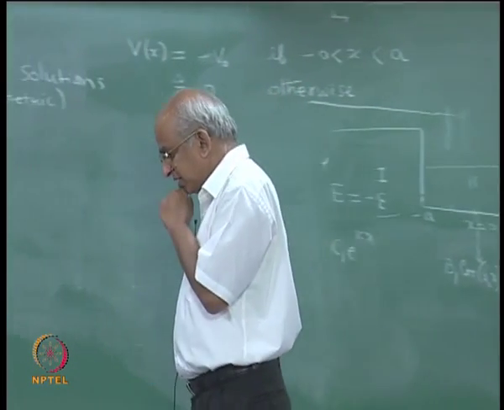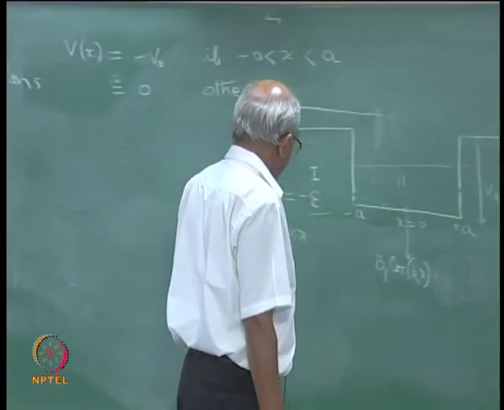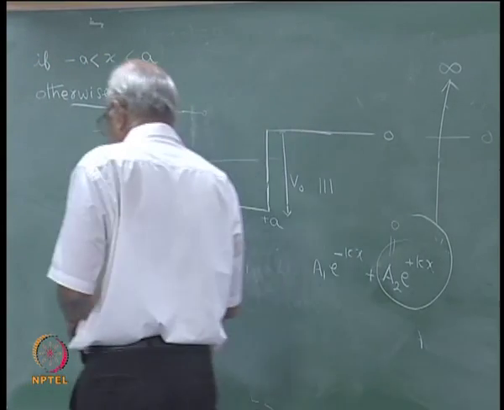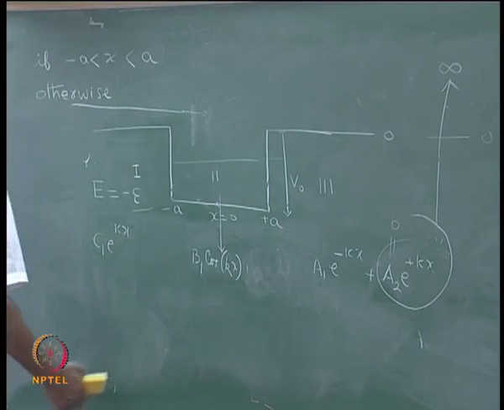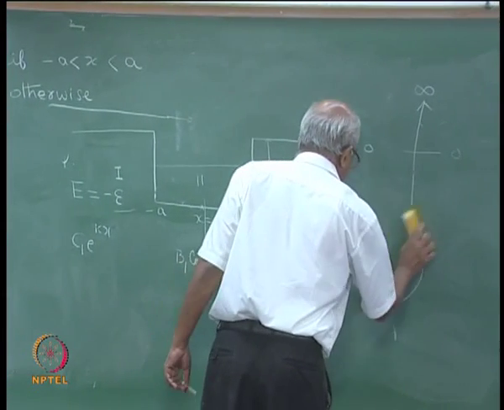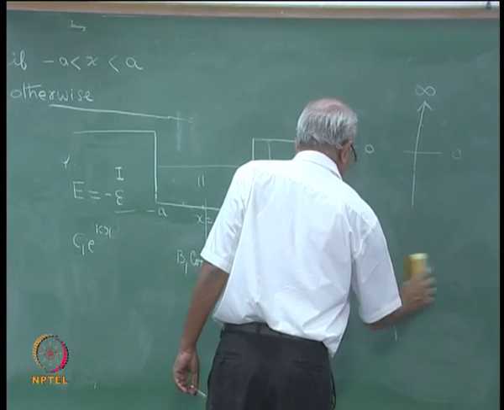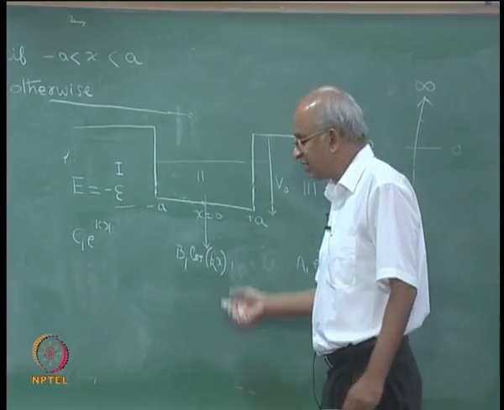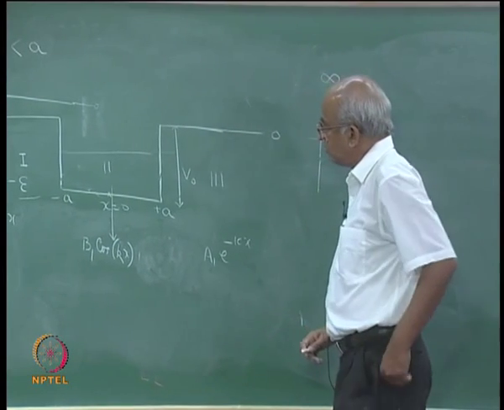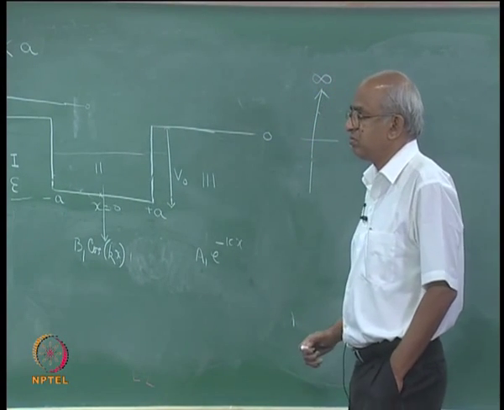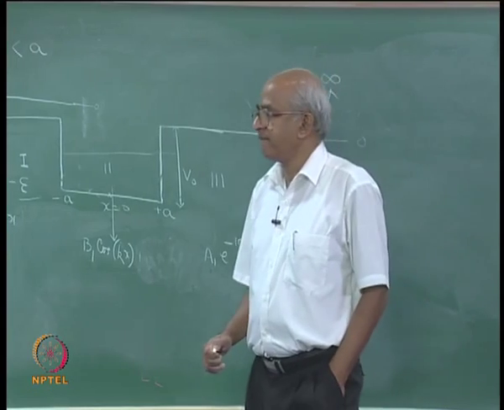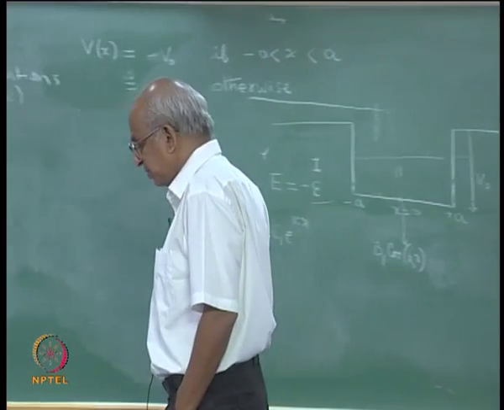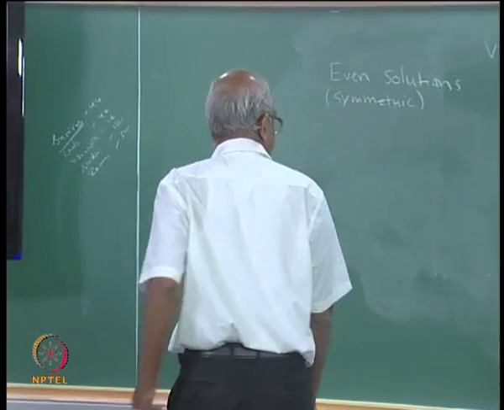So, now we have the next problem. You see, we have to determine c1, b1 and the constant there is actually a1. So, we have to determine these three constants a1, b1 and c1. How do I determine them? Well, let me tell you the way in which I will determine them.